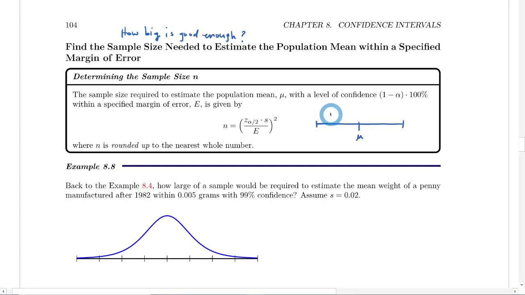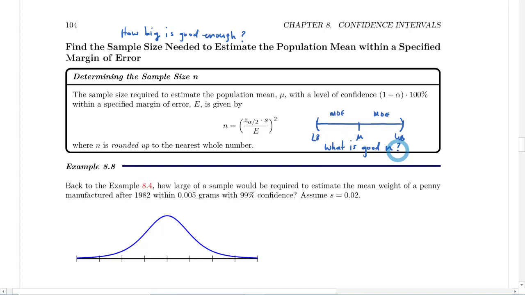So how big does a sample have to be that the probability of success is so high? And that's what we're saying. We're saying if I want to be within a certain margin of error, where I have this lower bound and upper bound, then what would be my sample size? What is a good sample size? Right? And that's all this means.